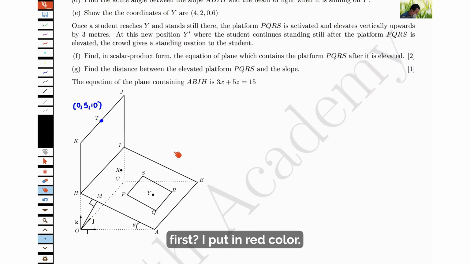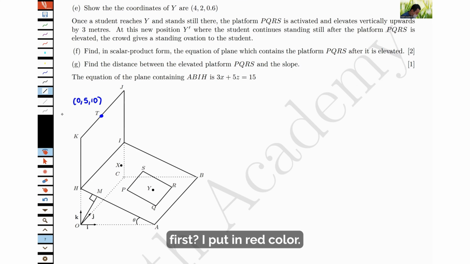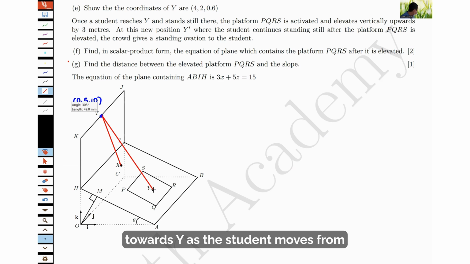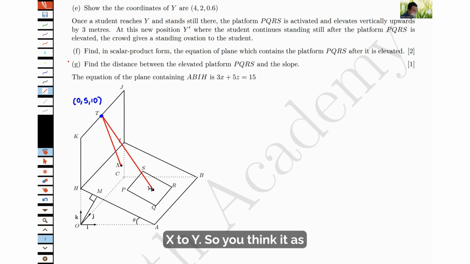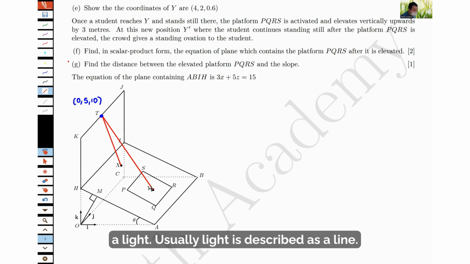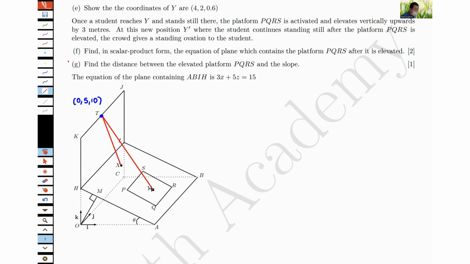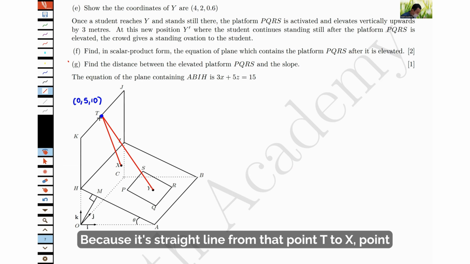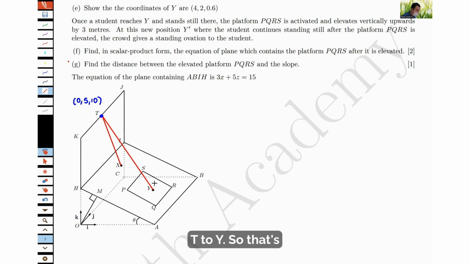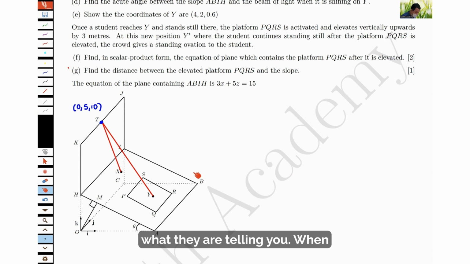Where is that first? I put it in red color. There will be a light shining from point T to point X. So your light is shining from T to X. It will follow the student and point towards Y as the student moves from X to Y. So you think of it as a light. Usually light is described as a line, because it's a straight line from point T to X, point T to Y. So that's what they are telling you.